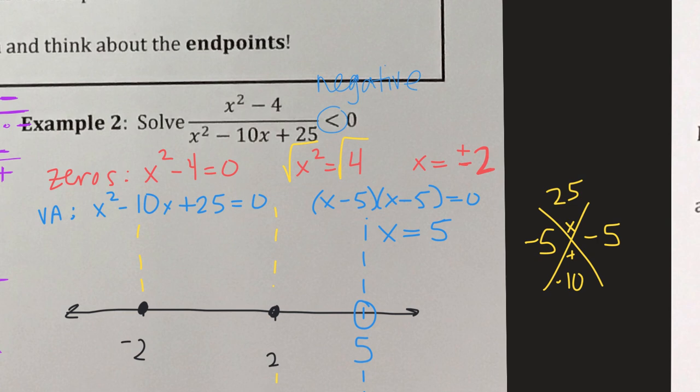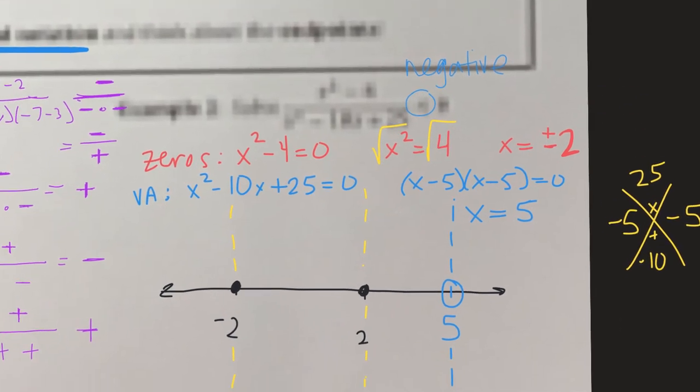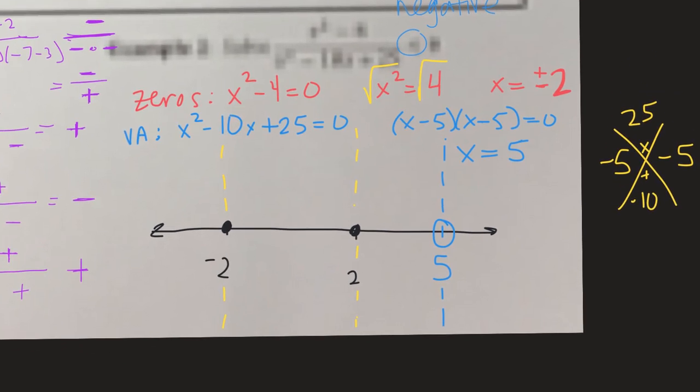Okay, so we have 4 intervals. We have everything less than -2. We have between -2 and +2. We have between 2 and 5, and we have everything greater than 5. Okay, so we're going to do the same analysis. We're going to plug in 4 values. How about -3 and then 0? We'll plug in +3 and then plug in +6 and see whether we get positives or negatives.